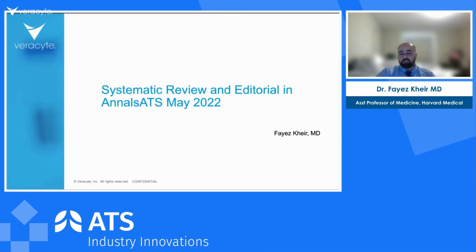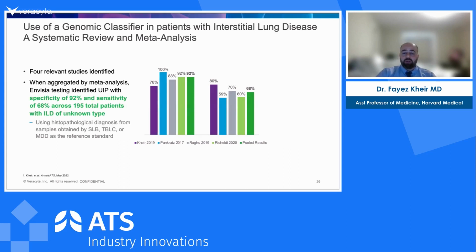So for the purpose of the recently published guidelines, a systematic review regarding the Envisia classifier was done with all the available studies in the literature. Four relevant studies were identified from the literature. And the meta-analysis showed that the pooled sensitivity for Envisia to detect UIP was 68%, with a pooled specificity of 92%.